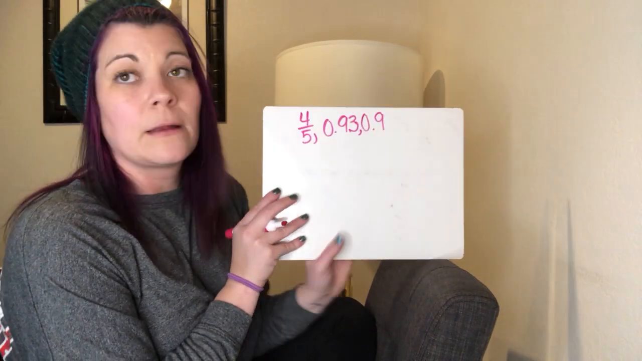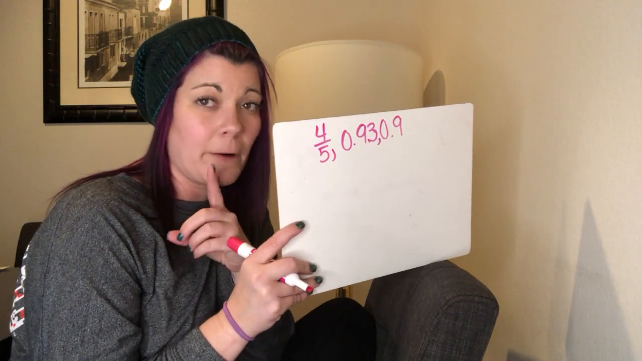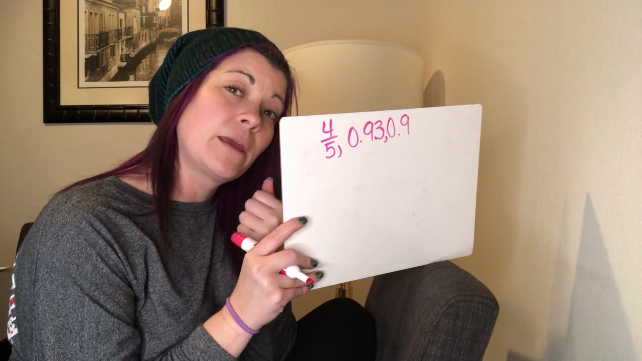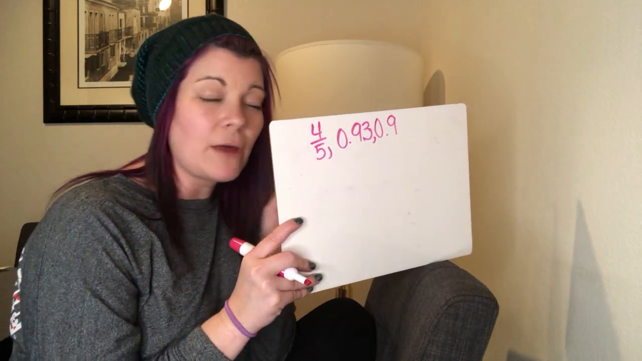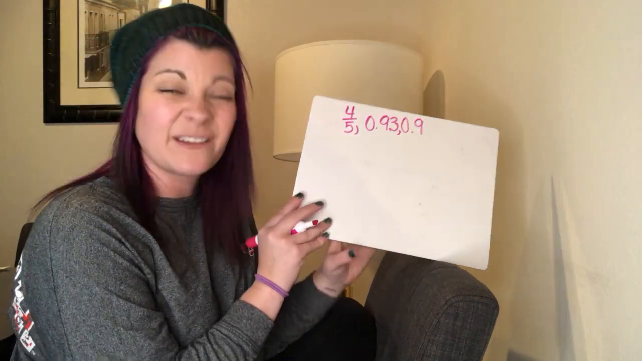let's order rational numbers. We have 4/5, 0.93, and 0.9. We want to order these from least to greatest. When you're ordering rational numbers, you have to put them all in one form. The easiest form to put them in is decimals. And if you don't have a calculator, you should know how to change fractions to decimals by division.